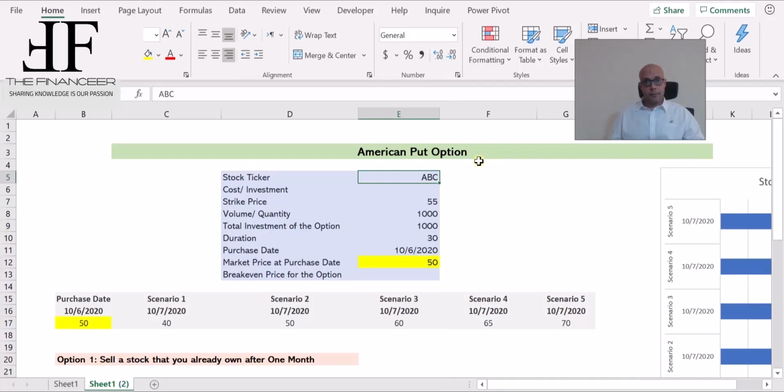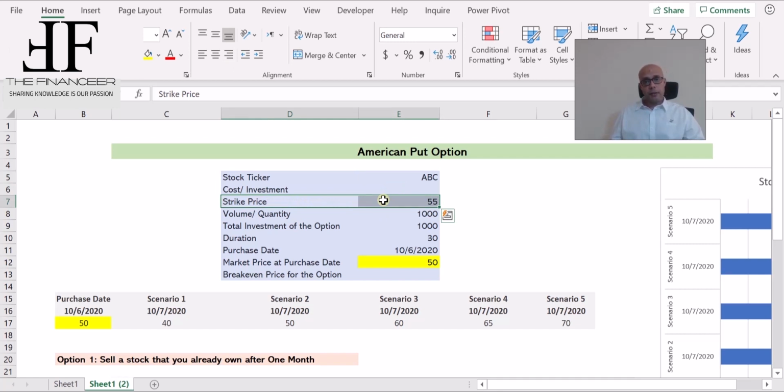Now let's take an example. Assume that you signed a put option contract and the stock which is included in this put option contract is for a company called ABC. Assume also that you agreed on a strike price in this put option contract for this stock which is $55.